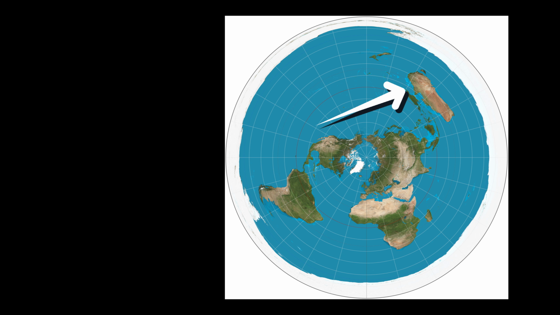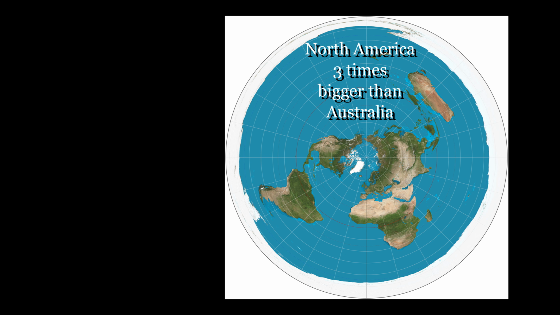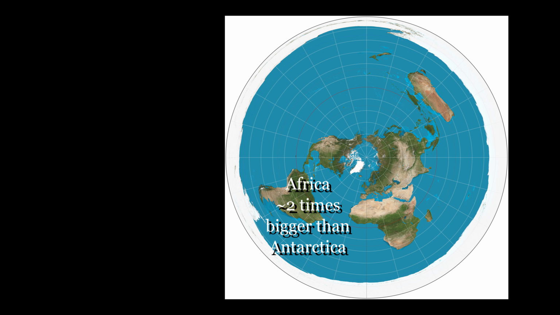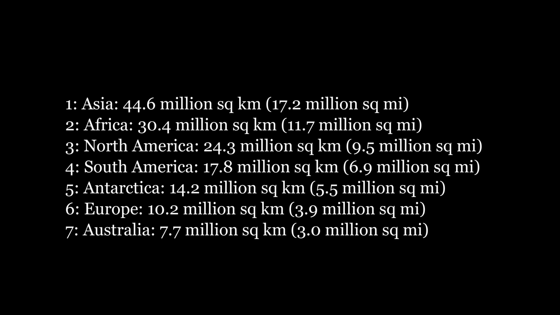Australia looks huge, but North America is actually 3 times bigger. In fact, of the 7 continents, Australia is the smallest. The largest continent, Asia, is actually 6 times bigger than Australia. Also on this map, it looks like Antarctica is the largest continent on Earth, but actually Africa is twice the size of Antarctica. Here's the list of the continents in order with their approximate areas.